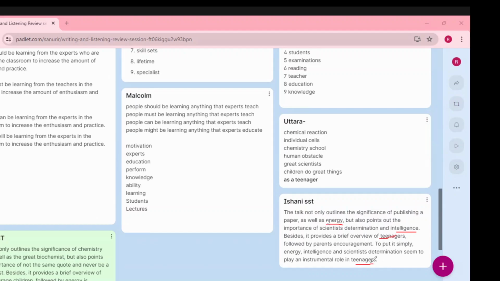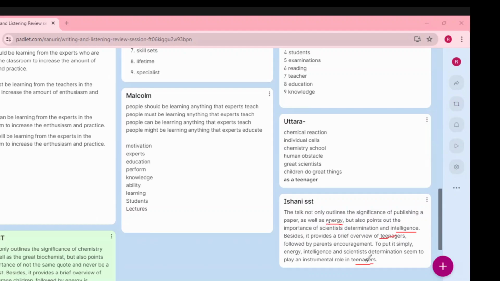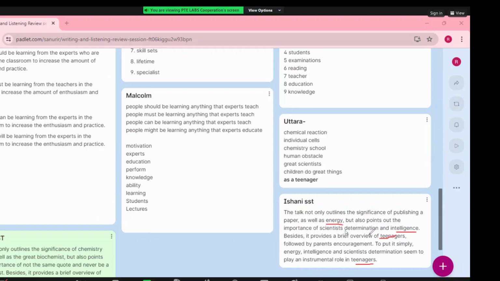And then this one, role in teenagers. This is also wrong. Why is that? Because this is again not a chunk. Yes, you can go with the safe chunk, which is one's life, for the 10th blank, Ishani. Work on these mistakes, okay?